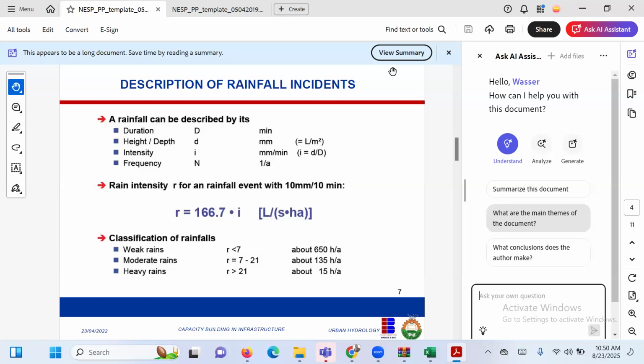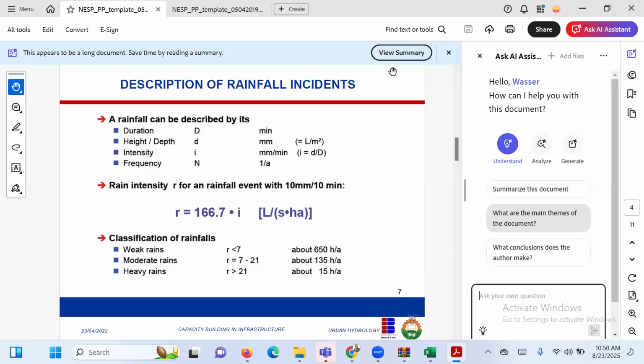There's something we call duration. Every storm event, when I say storm event, I'm talking about rainfall, just a technical word. Every storm event or rainfall has what we call duration. There must be duration of rain. That's a key factor, key parameter.